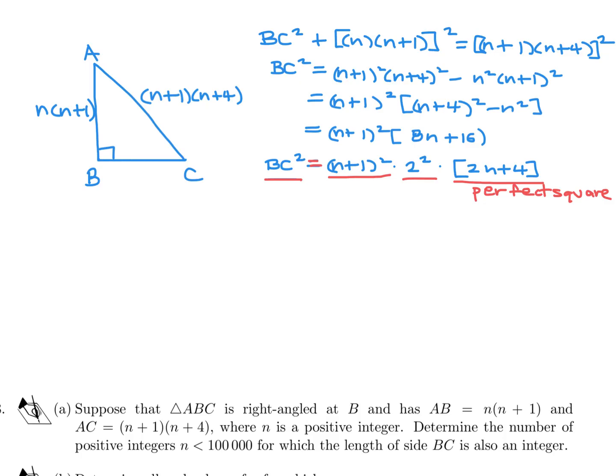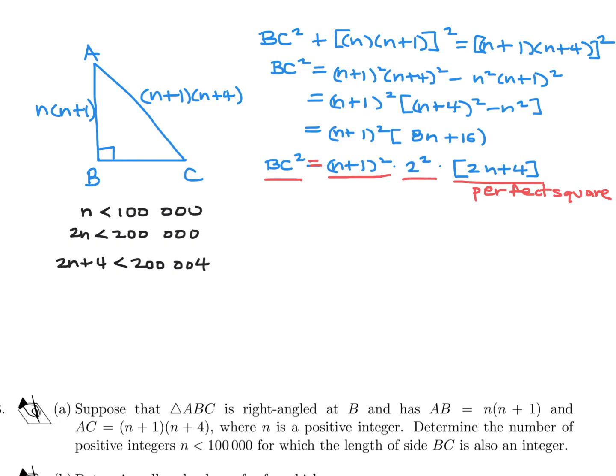First of all, we are given some parameters. The parameter that we are given is that n has to be less than 100,000. So 2n would be less than 200,000, and then 2n plus 4, which is what we're interested in, would be less than 200,004.